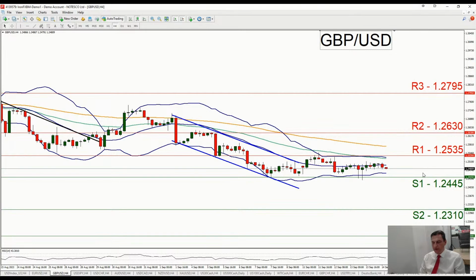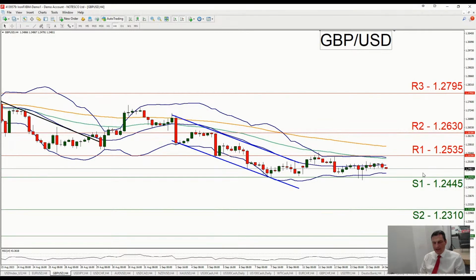So for a bearish outlook, I would require the GBP/USD to break the S1 and start aiming for the S2. On the other hand, should the bulls take over, we may see the cable rising, breaking the R1 1.2535, and start aiming for the next level, which would be the 1.2630.